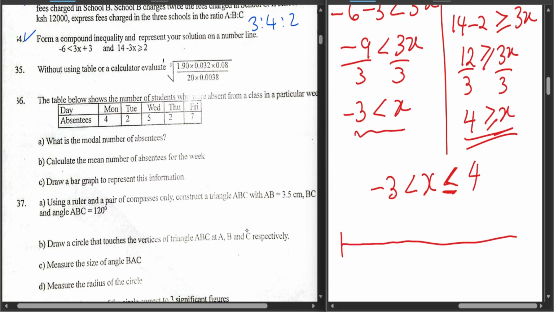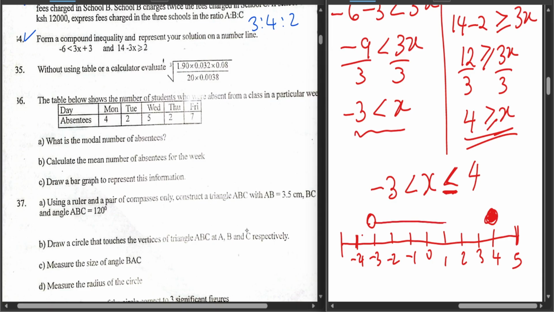So let's draw the number line. Let's assume this is -4, -3, -2, -1, 0, 1, 2, 3, 4, and 5. -3 is here, but we don't shade it. And 4 is here, but we shade it because of the equal sign. The range should be from -3 to 4, and write the compound inequality if possible. That is your solution. Okay, hopefully that is understandable. Once again, question 35.